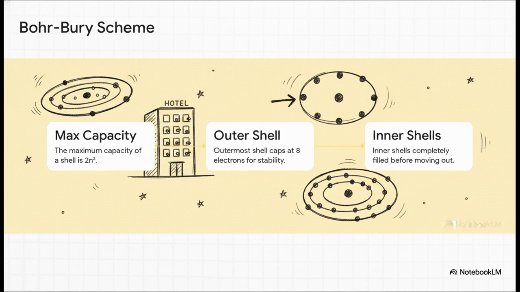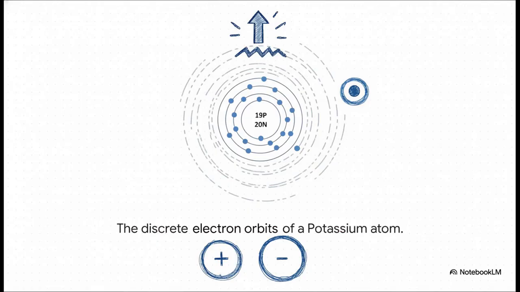But here's the catch. You have to completely fill the inner shells before you start putting electrons into the higher outer ones. And for maximum stability, that very outermost shell loves to cap out at 8 electrons. Take a look at potassium here. With an atomic number of 19, you've got 19 electrons to place. Notice how they are locked into these specific concentric rings around the nucleus. The first ring has 2, the second has 8, the third has 8, and there's just one single electron left over, hanging out in that fourth outer shell.